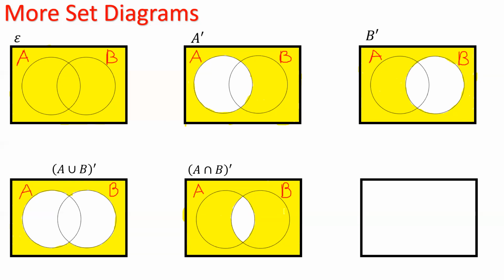Bethany, are you there? Where's Bethany? Yes, sir. How do we get A intersect B complement? You shade in everything except the intersection. Very good. You shade in everything except the middle, everything except the intersection. Kendrini, can you hear me now? Yes, sir. All right.